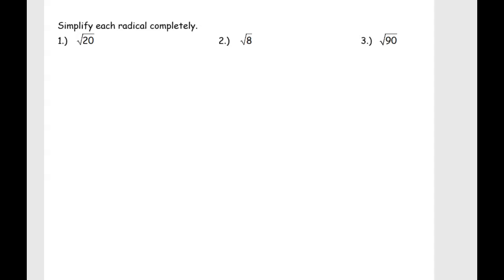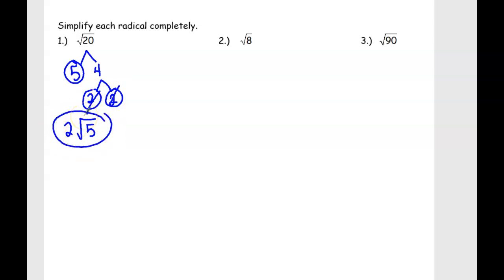Until you start getting the hang of it, I do recommend that you try them yourselves and check the key that's on Student View. So with 20, maybe I start out with 5 times 4. 5 is prime. 4, I can say 2 times 2. All right, so now I'm looking for my doubles because my index is 2. So I'm going to pull out a 2, and then what's left over is just the 5, and that goes inside. So 2 radical 5 is simplified.